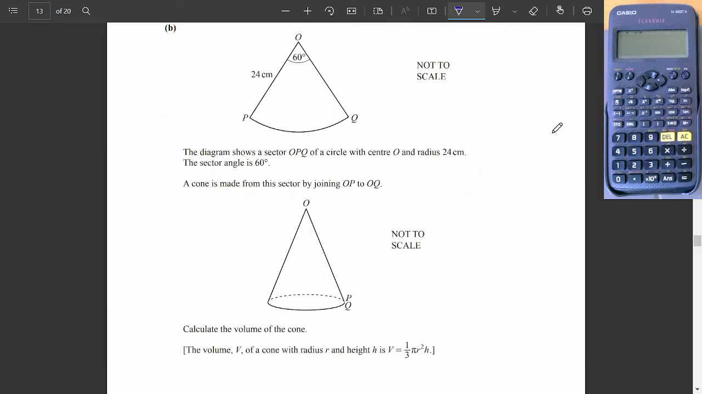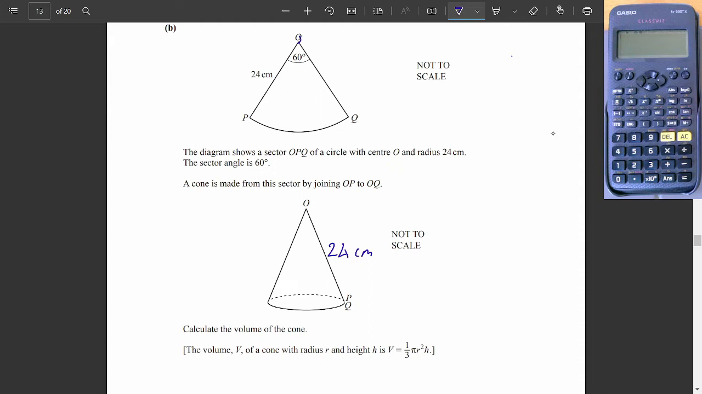Question 8b. They give us a sector and they give us a cone, and they want us to work out the volume of the cone. Right, so first let us look carefully at all the information. This sector is formed into a cone. We've got a radius of OP, 24 centimeters. Now when we fold this into a cone, this radius 24 will become the slant height over here of the cone. As you can see, they've kept the labeling, so OP stays OP, that's 24 centimeters.